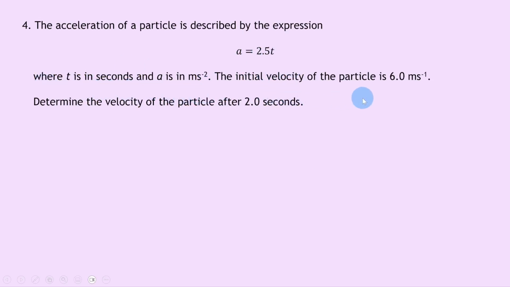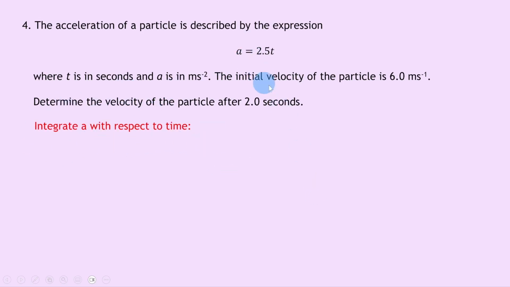The initial velocity of the particle is 6.0 meters per second. Determine the velocity of the particle after 2.0 seconds. Well, we're given an expression for acceleration, and we want to find an expression for velocity first of all. So to do that, we want to integrate the acceleration with respect to time.